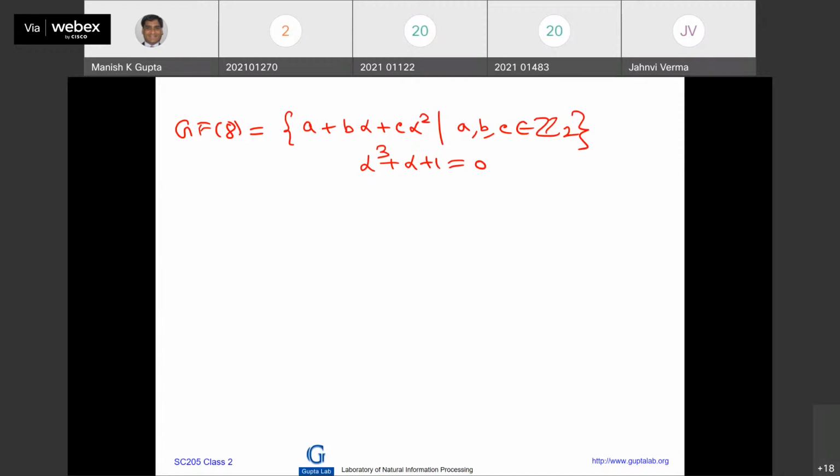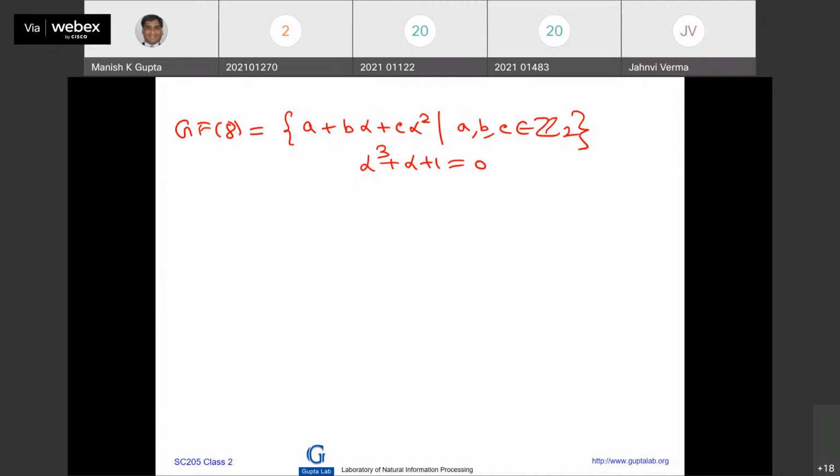I can take x cube plus x square plus 1 is equal to 0. Some of you are adventurous, so you can take that equation and do everything, whatever we are doing. So now you see 2 possibilities for A, 2 possibilities for B, 2 possibilities for C. Total 8 elements will be there in the field with 8 number of elements, right?